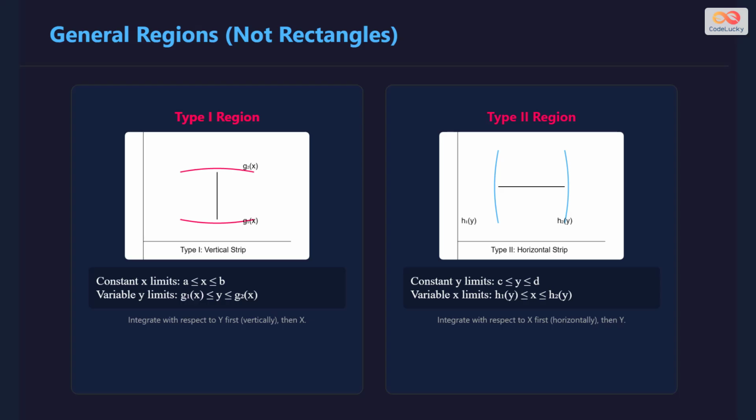Of course, not every shape is a rectangle. For general regions, the limits become functions. In a type 1 region, we slice vertically, so y goes from a bottom curve to a top curve. In a type 2 region, we slice horizontally, so x goes from a left curve to a right curve. Setting up these limits correctly is the most important step.